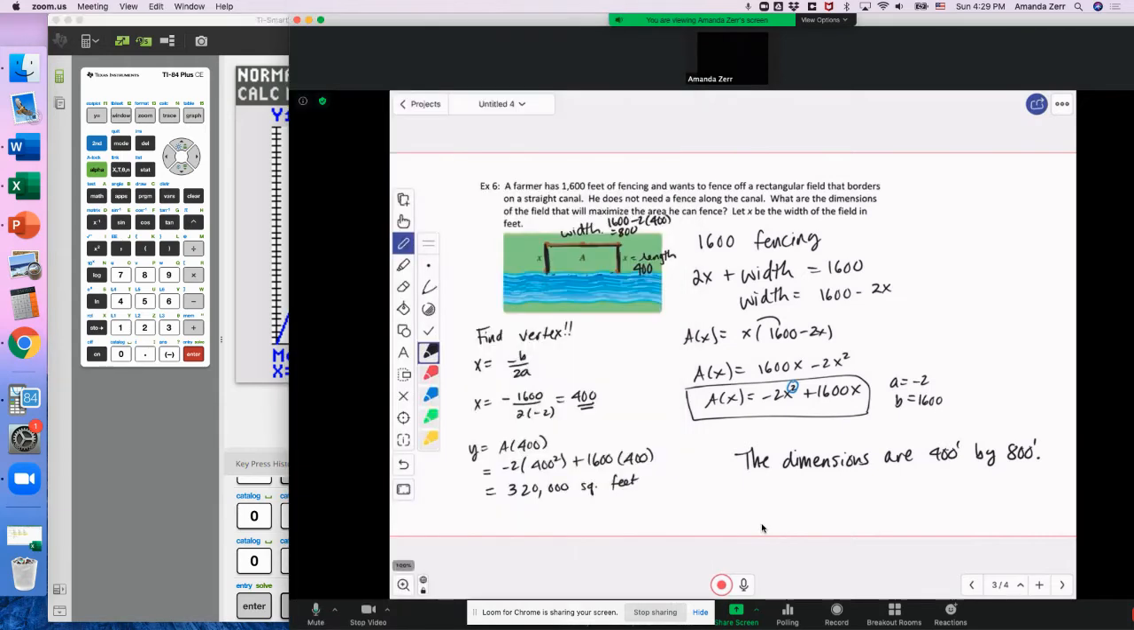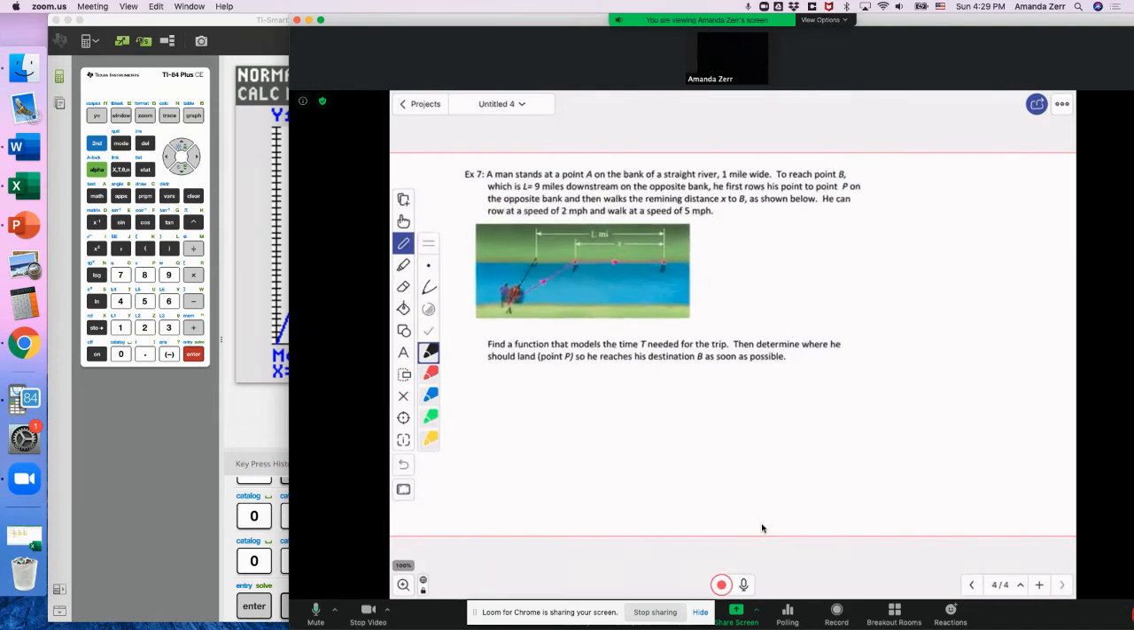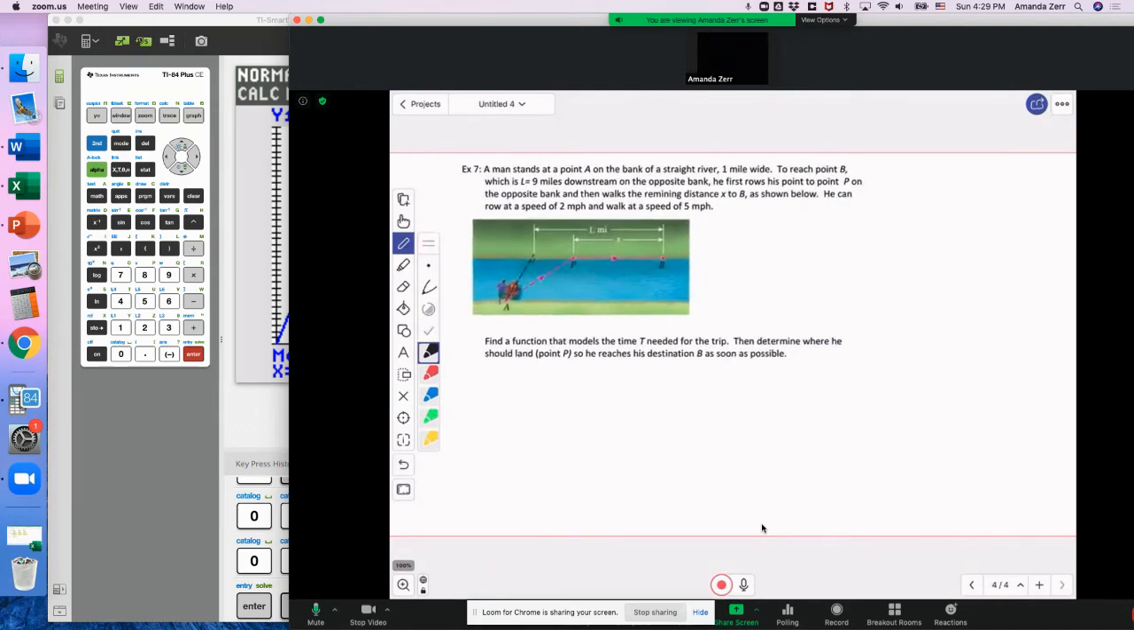All right, let's do one more. Okay, so on this one, we've got a man trying to get from point A to point B in the shortest amount of time possible. But first he has to row across the river, and then he has to walk from where he lands to point B. Okay, so he can walk at 5 miles per hour, and he can row at a speed of 2 miles per hour. So we want to minimize the amount of time it takes him. We want to get him across the river as fast as possible.